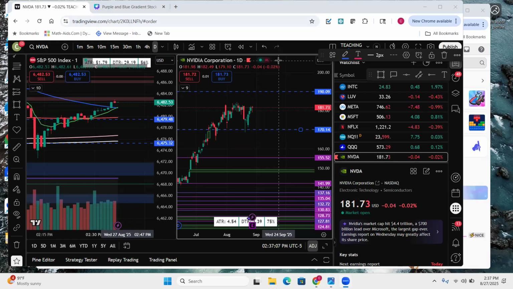Are they at the 52 week? Their 52-week high is 184.48. So they could go up and test it again. I haven't seen any leak news.